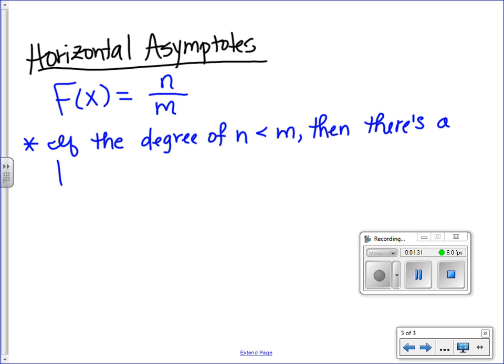there's a horizontal asymptote at y equals 0. HA, horizontal asymptote. It's a really long word. It's a long time to write. We're going to call it HA. Alright?